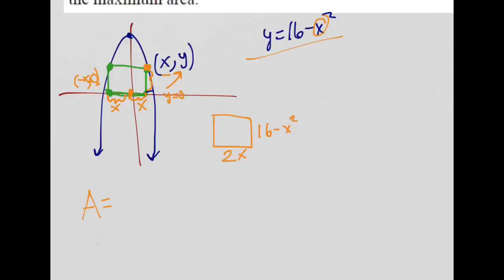Area equals length times width for a rectangle, so it's going to be 2x times the quantity 16 minus x squared. So graph time, we want to find the maximum area, the maximum rectangle we can inscribe in there. So that means we need to graph this function. It's going to be cubic. Ask yourself why. And once we graph that function, then we can calculate the maximum value and go from there.